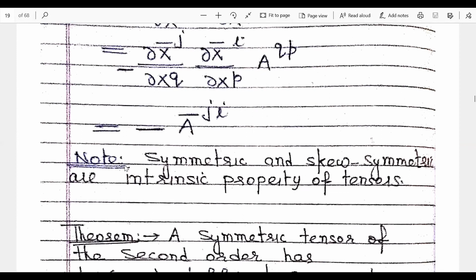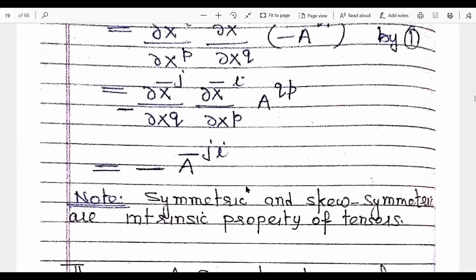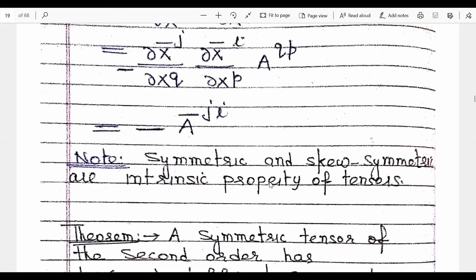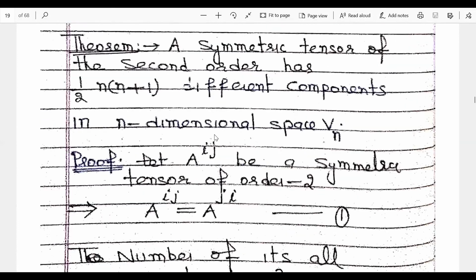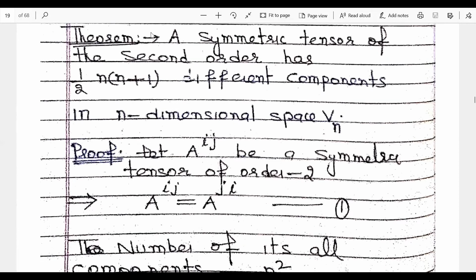Now from this, what do we conclude? We conclude symmetric and skew symmetric properties are intrinsic properties of a tensor, right? So that is the proof. The proof of this result is also the same. After that, this is a very important result.